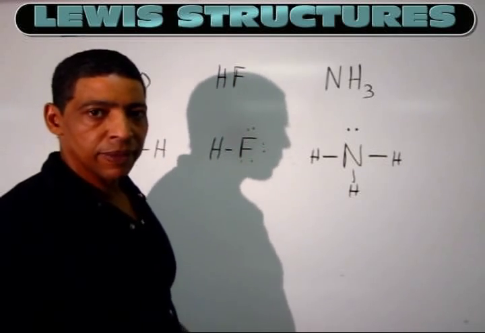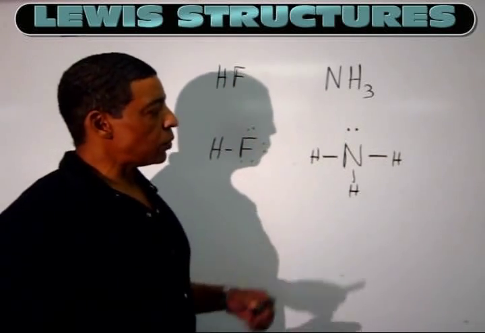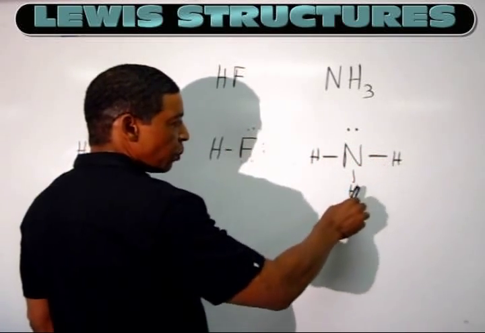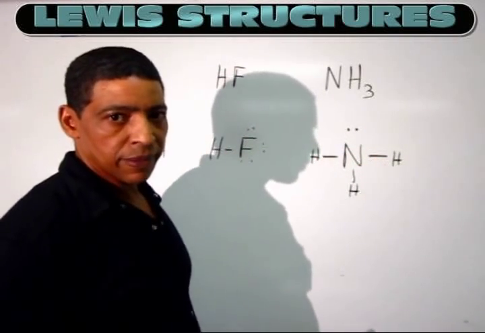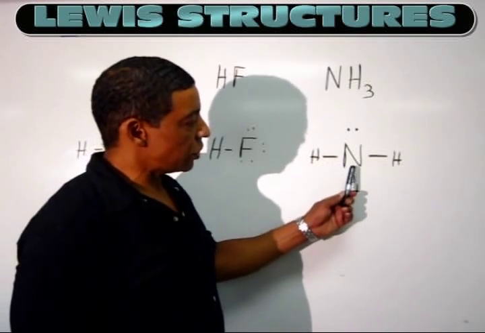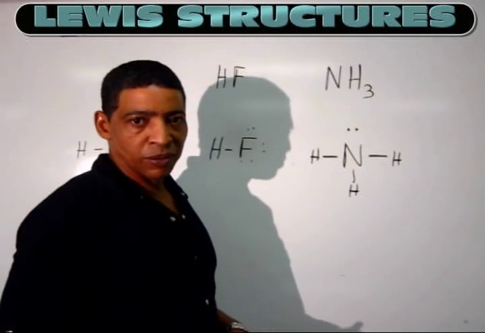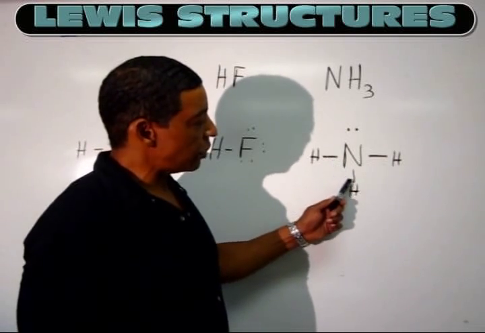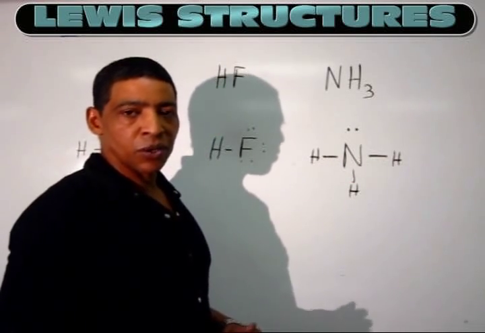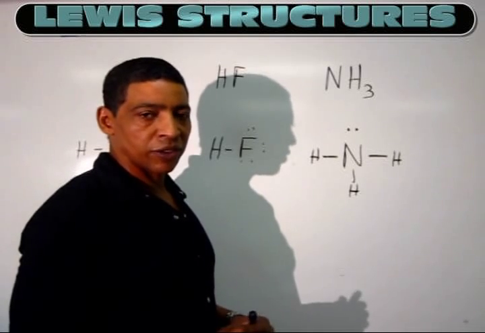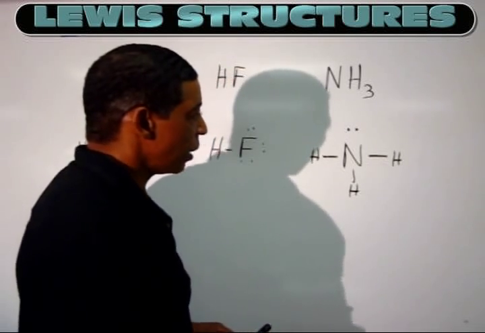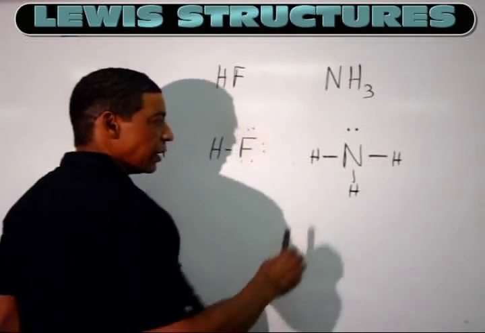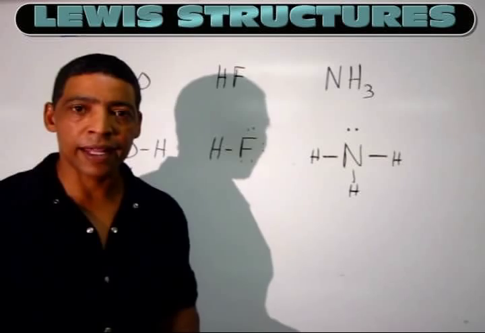In the case of ammonia, the nitrogen contributes 5 and each hydrogen contributes 1 for a total of 8. Connecting each hydrogen to the central atom consumes 2. Since there are 3 hydrogens connected to the central atom, the total electrons consumed will be 6, which leaves 2 remaining, which are used to satisfy the central atom.